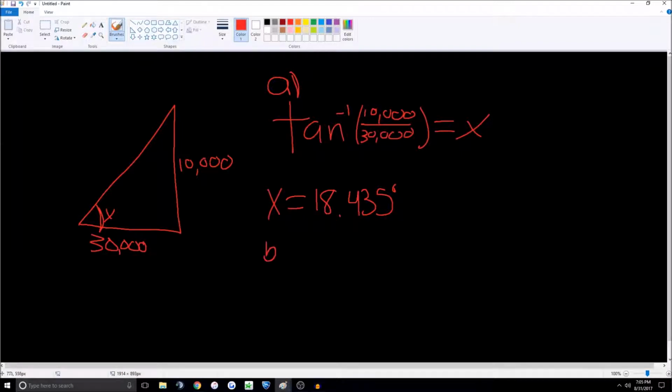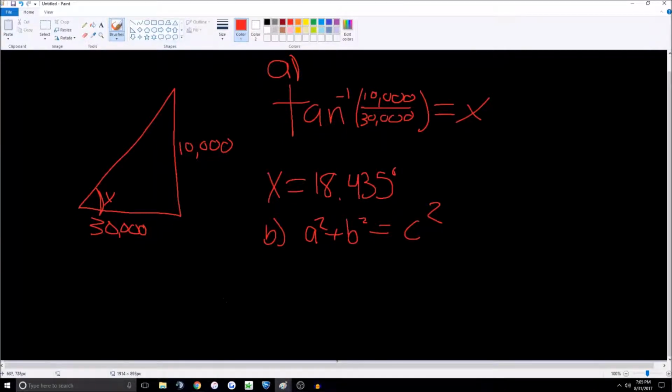Part B, on the other hand, is asking what the length of the hypotenuse is, or the straight line distance. To solve this we're going to use the Pythagorean theorem, which is a squared plus b squared equals c squared. It's a pretty popular formula in math that a lot of people know. We're just going to plug them in. This is a, this is b, and the hypotenuse is c. So we're going to say 30,000 squared plus 10,000 squared equals c squared.